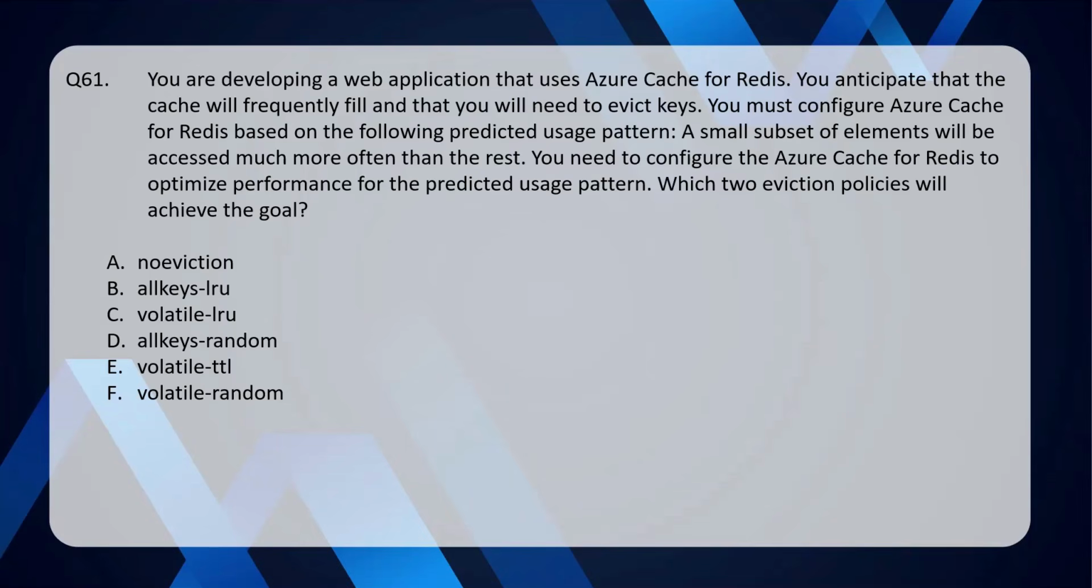Now folks, all keys LRU evicts the least recently used item across all keys, making it perfect for hot or cold usage patterns. Volatile LRU evicts least recently used items only among keys with a TTL set, making it good if TTLs are used. Now folks, let's understand all the eviction policies in more detail.